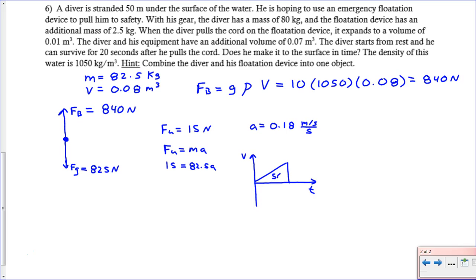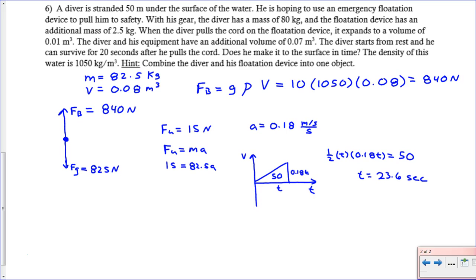And so we know that this is 50 meters. I'm going to call this t, and the change in velocity on that vertical part of the triangle is acceleration times time. Change in velocity equals acceleration times time. And so this is going to be 0.18t. Then what I know is 1/2 times t times 0.18t equals 50. Solve that for t, and you should get that t equals 23.6 seconds.